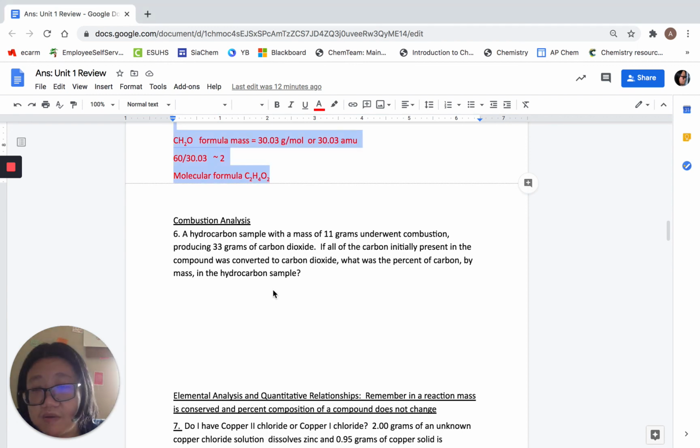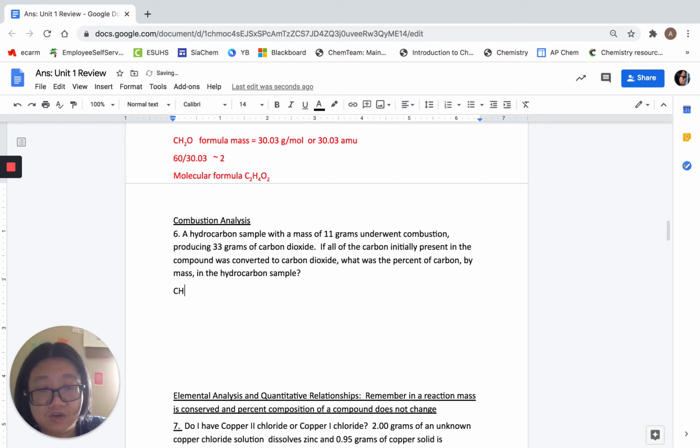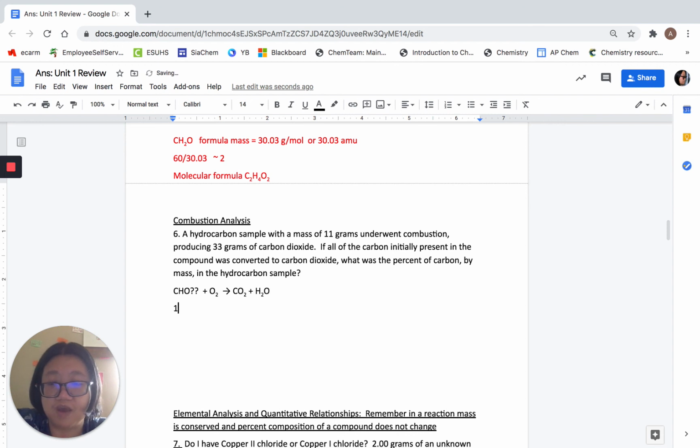Okay, with a hydrocarbon, unless they tell you, you don't know if there is hydrogen, carbon, and oxygen, or if it's just carbon and hydrogen. So we're going to say some kind of CHO plus O2, because that's a combustion. Combustion always does this, and that's going to give me CO2 plus H2O. Right now we know the amount of hydrocarbon, which is 11 gram, and it is producing 33 gram of CO2.